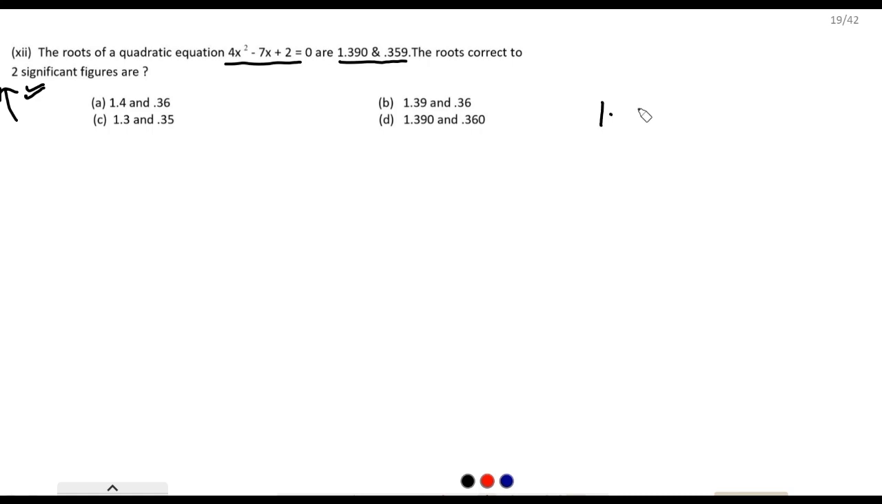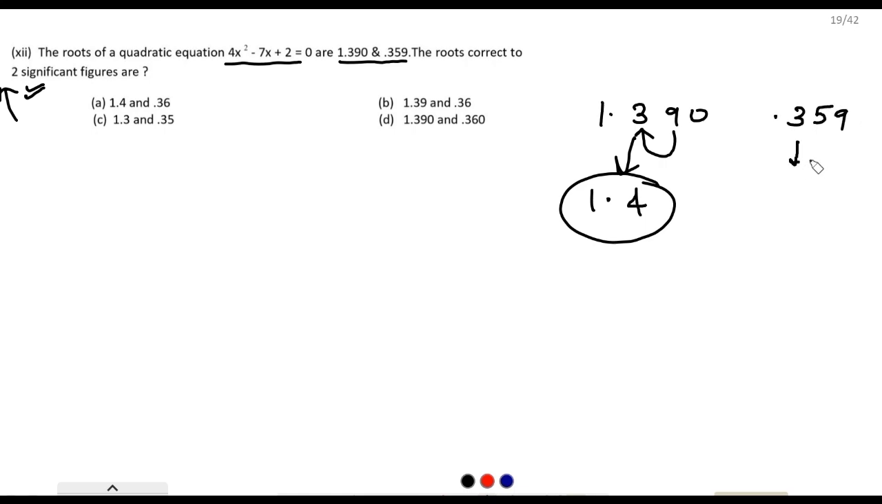तो अब देखिए first root is 1.390. अब इसमें हमें two numerics लेने हैं. It means 1 point and then 1 numeric. Due to this 9, this will become 4. Means first root is 1.4 in two significant figures. Next is 0.359. First numeric is 3 and second numeric will be 6 due to this 9. Means roots are 1.4 and 0.36.